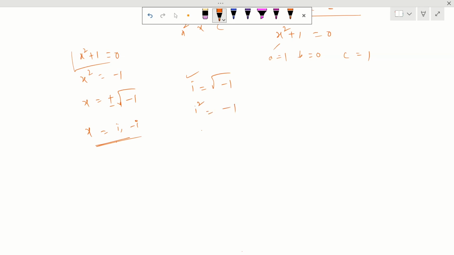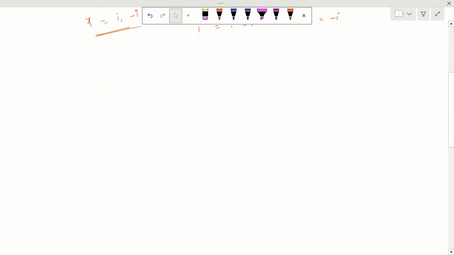Here, squaring both sides, the square and the root cancel, and the value of i square is minus 1. Now we can write the value of i cube. I cube we can write as i square into i. The i square value is minus 1, and minus 1 into i is minus i. Like that we can write further values, i to the power 4, 5, 6, 7, all of those.